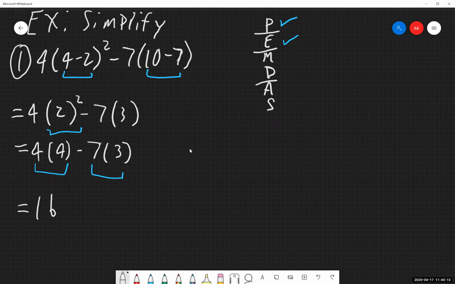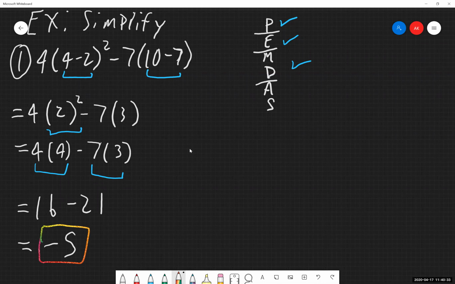Negative times a positive is going to give me a negative. Okay, negative 21 there. So my multiplication division is done. I just have addition subtraction. 16 minus 21. That's going to give me a negative 5. I can't do anything else. I just have a value. So I'm done. Okay.